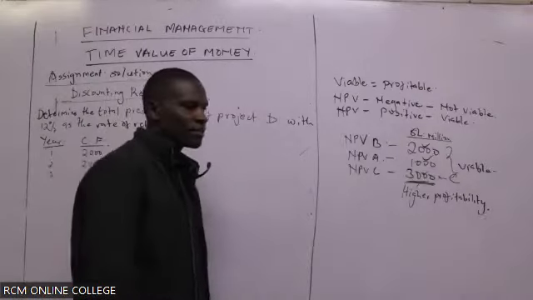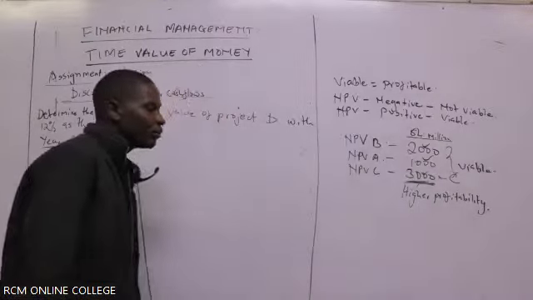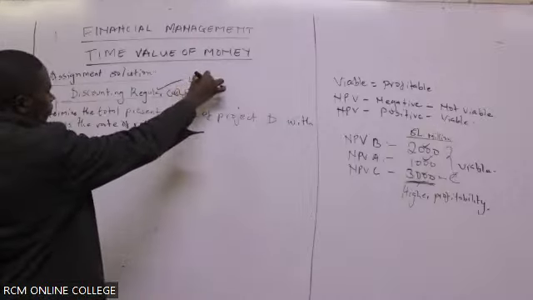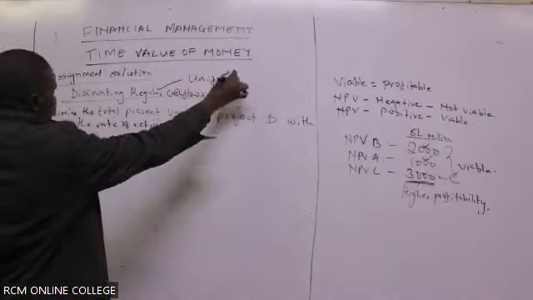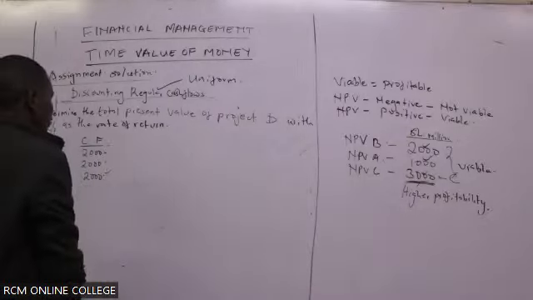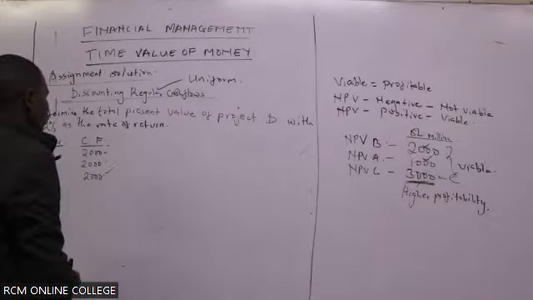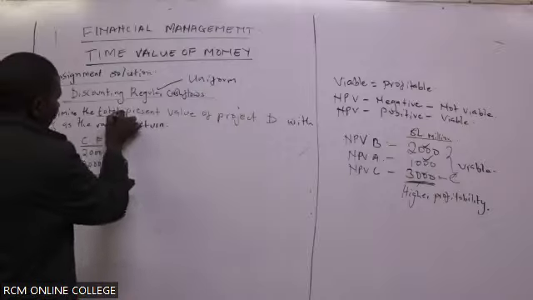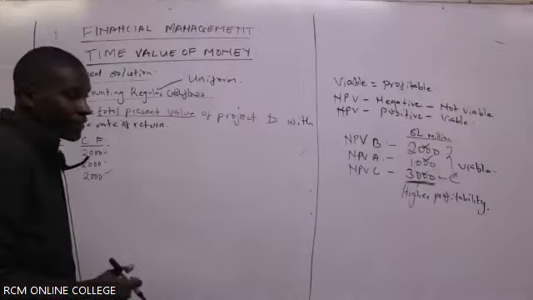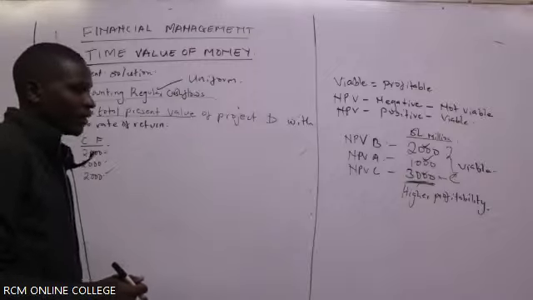So in this case, our cash flows are regular. When we talk of regular cash flow, we mean uniform. If I look at year 1, 2, 3, we have uniform cash flow. And therefore, if you are told to determine the total present value, it is easy.